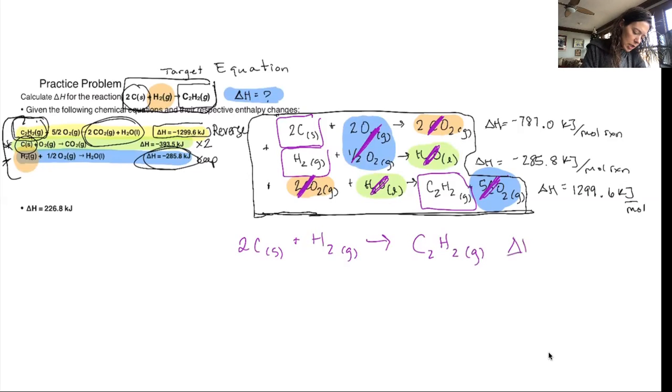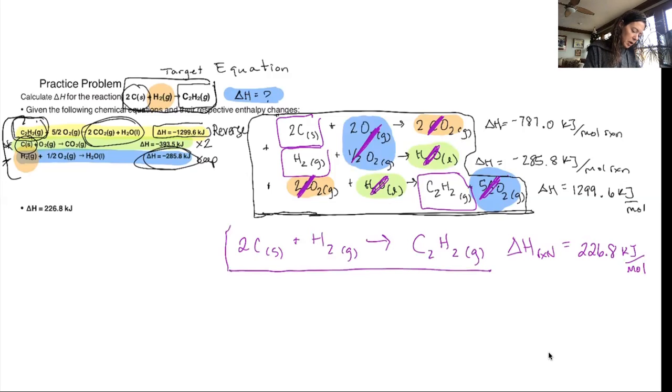And remember, the goal was to get the enthalpy of the reaction. All right. And we add that together. I've got negative 787 plus negative 285.8 plus 1299.6 equals, and I've got 226.8 now, and that's kilojoules per mole of ethine. It's also, notice, it is the formation equation.